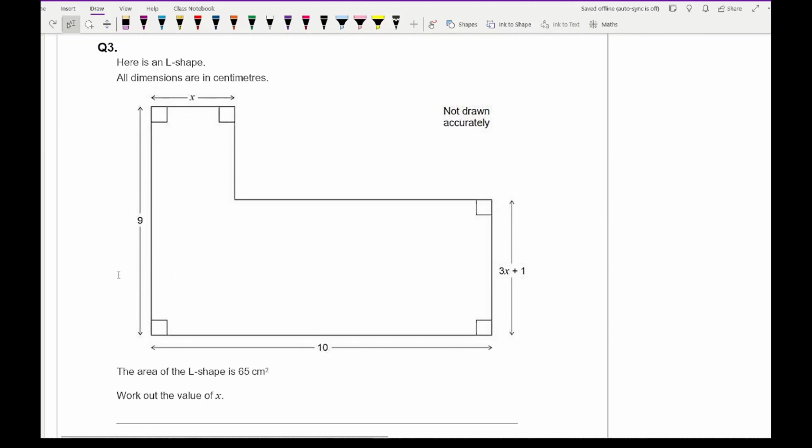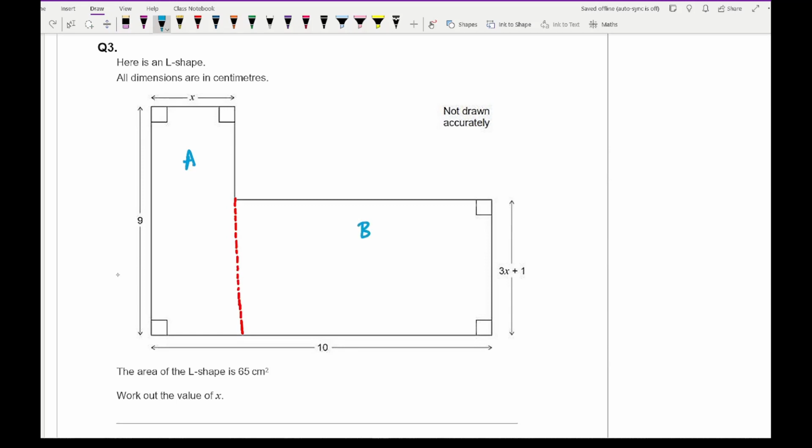Moving on to question 3, it says here is an L shape, all dimensions are in centimetres and the area of the L shape is 65 centimetres squared. Work out the value of x. Now for this, there's one or two ways you can do this, and it all depends on how you split this L shape up. It doesn't really matter which way you do it. I'm going to split it up like this. So if I split it up like this, I need to work out the expression for the area of A and the expression for the area of B.